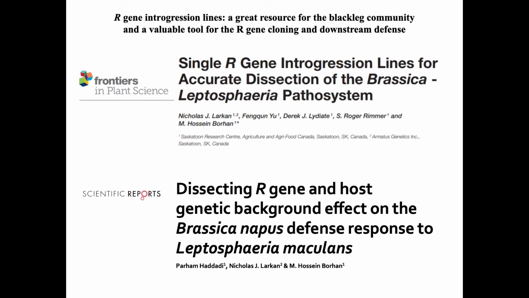So our integration lines have been really instrumental for research in our lab and in the labs of our collaborators and colleagues. They have also been really useful and instrumental for the canola industry in general, which uses them in canola blackleg test sites as a control. We have published two papers on the integration lines, one of them in 2016, describing the creation of these integration lines.